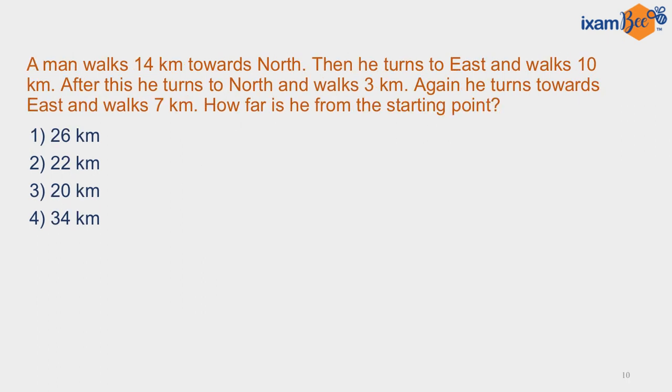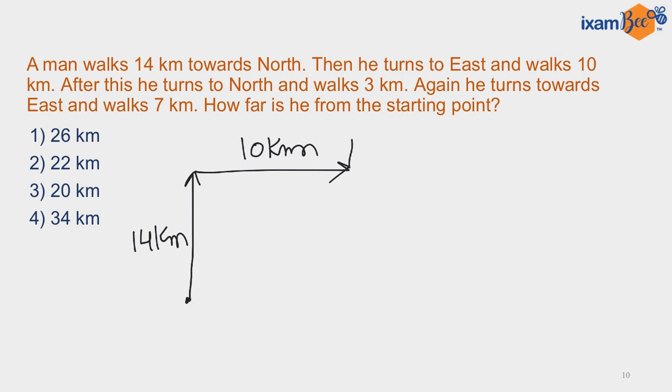In the next question, a man walks 14 kilometers towards the north. So this is the starting point and a man walks 14 kilometers towards the north direction, right? Then he turns to the east and walks 10 kilometers. So this is the east direction and he walks 10 kilometers. After this, he turns to the north and walks 3 kilometers again. So this is your north direction and he walks 3 kilometers again.